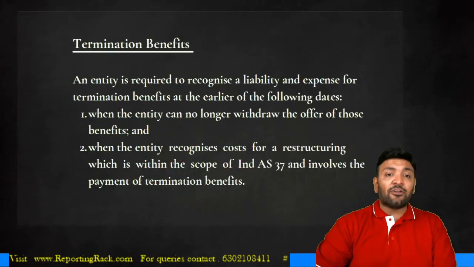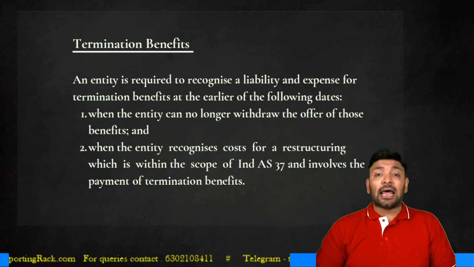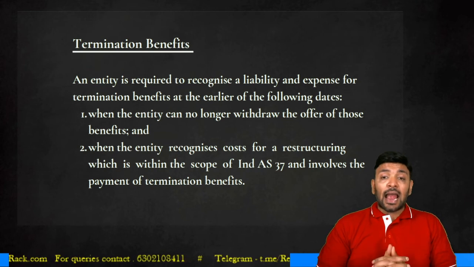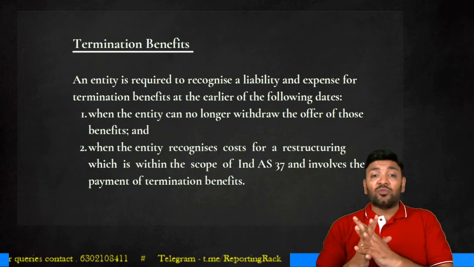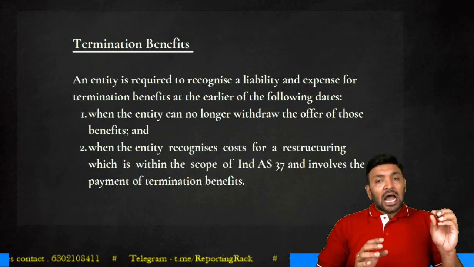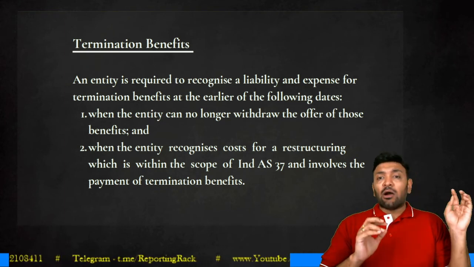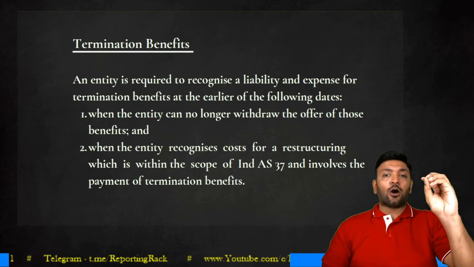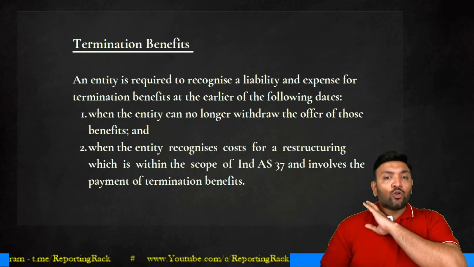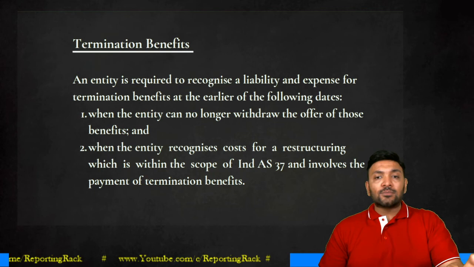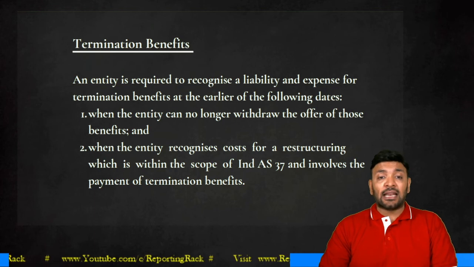So what is a termination benefit? How do I account for it? For a termination benefit, an entity is required to recognize a liability and an expense at the earlier of the date on which the entity no longer has an option to withdraw from the benefits of the plan. I've announced a plan and the entity does not have an option to withdraw from the plan. I've already told the employees at the age of 45 or above are eligible to apply for the plan before 31st March and I have no option to withdraw. If the employee comes up, I'll have to pay him that benefit. It is called a termination benefit to be recognized as a liability and an expense.